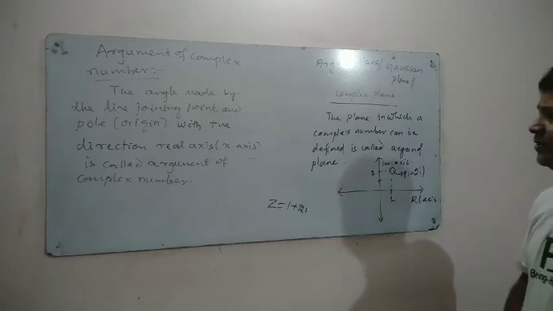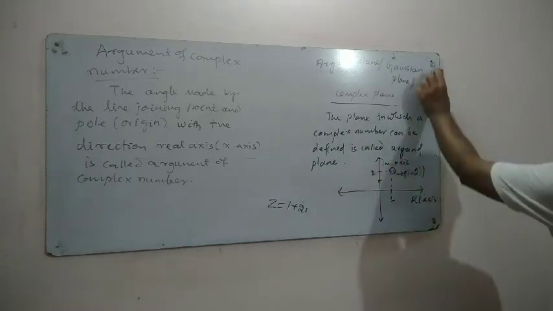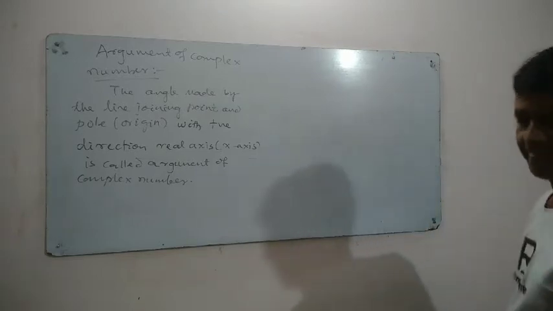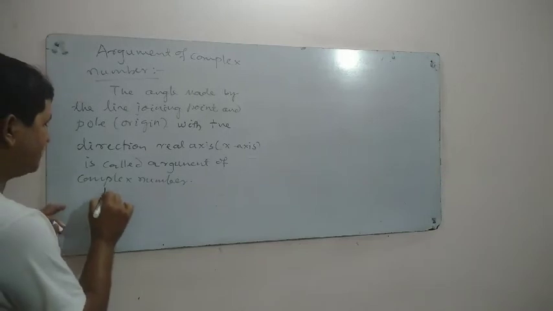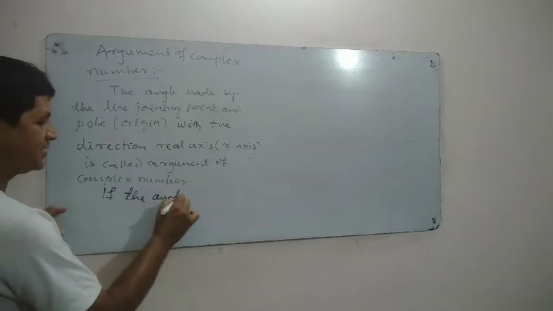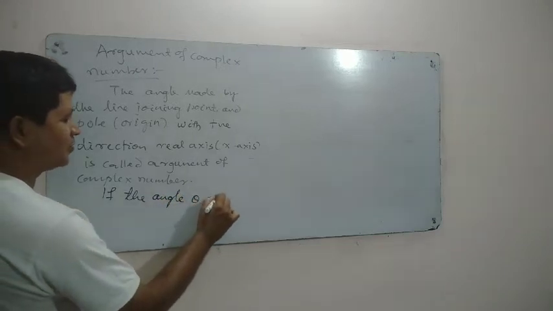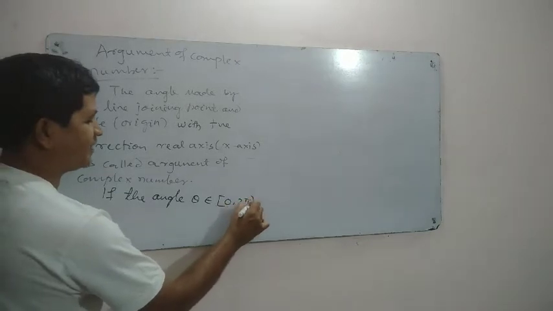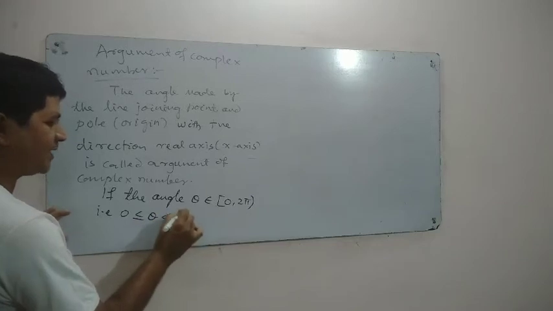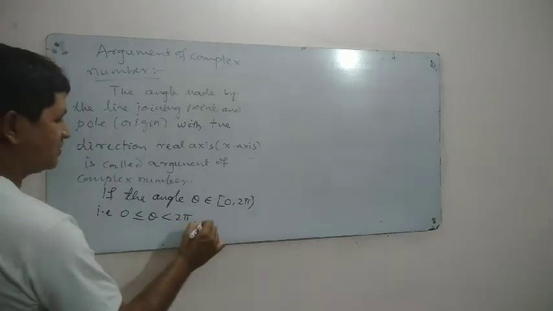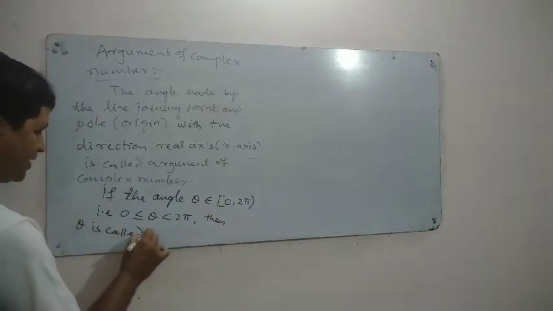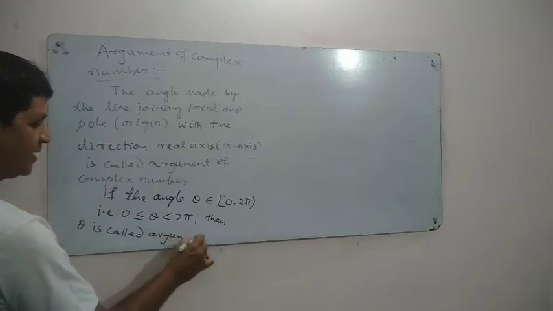Now see how the argument of a complex number can be determined. If the angle theta belongs to the interval closed 0, open 2 pi, that is 0 less than or equal to theta less than 2 pi, then theta is called the argument.